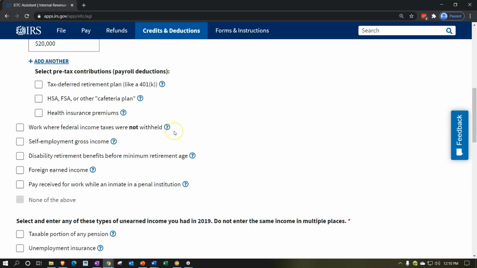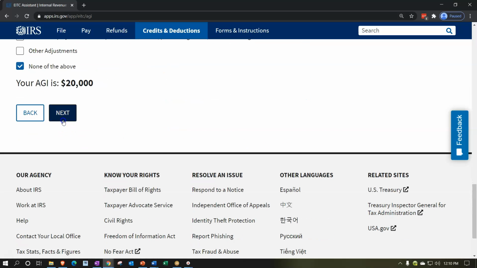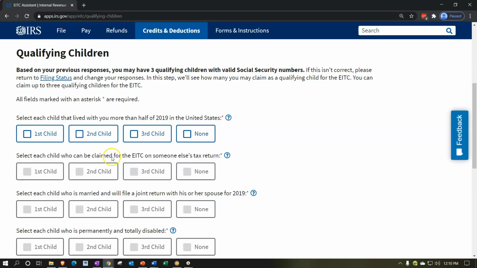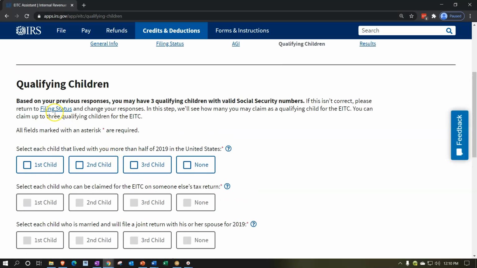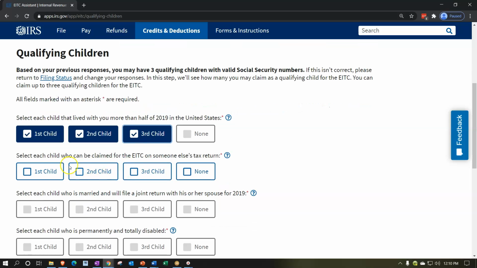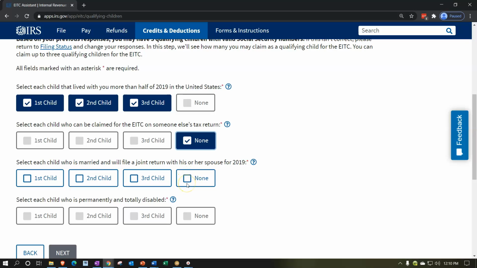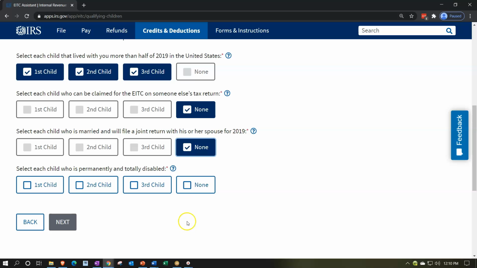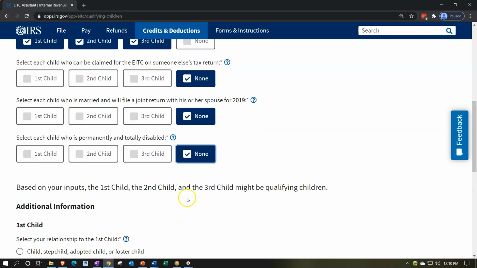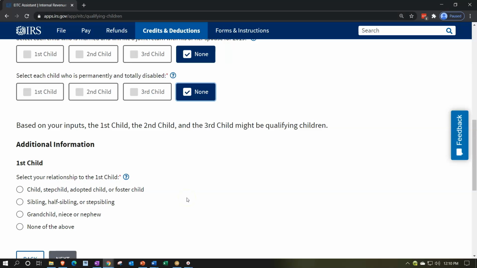So then we've got the 20,000, and then everything else I'm going to keep the same. So now it says qualifying child based on your previous statement. Select each child that lived with you. I'm going to say they all lived with me. Select each child who can be claimed on someone else's return. None of them can be claimed on someone else's return. Select each child who is married and will file. They're not married. They're all children. Select each child who is permanently or totally disabled. None.